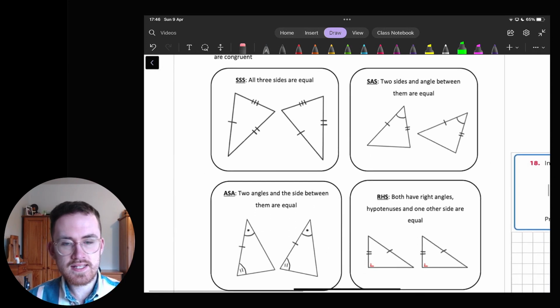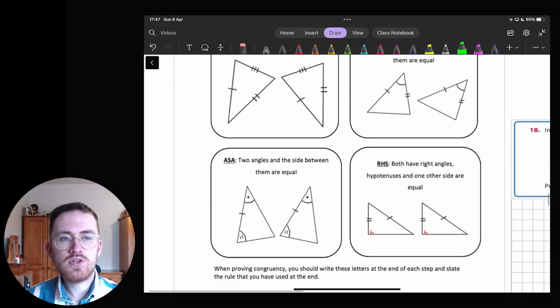The first way is all three sides are equal, so that's your side, side, side. The second way is two sides and the angle between them, so that's side, angle, side. Third way, two angles and the side between them, so angle, side, angle. And the last way is right angle, hypotenuse, side. So if both of them have right angles, hypotenuse, and then one side is equal on both triangles.